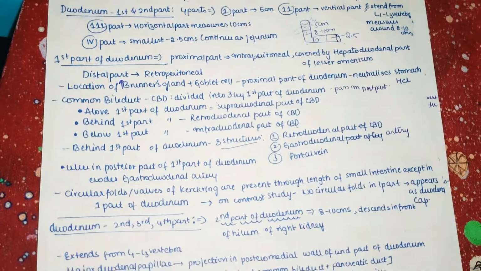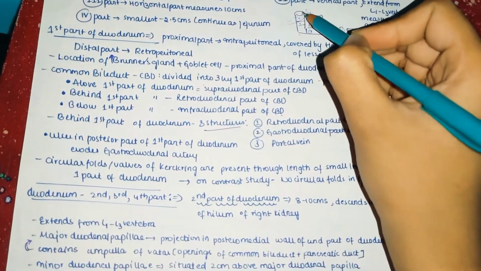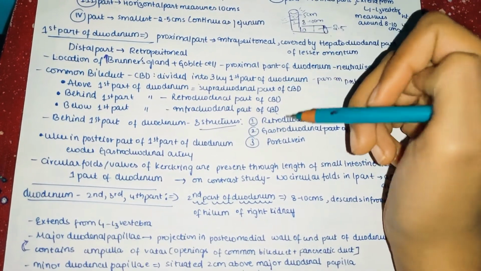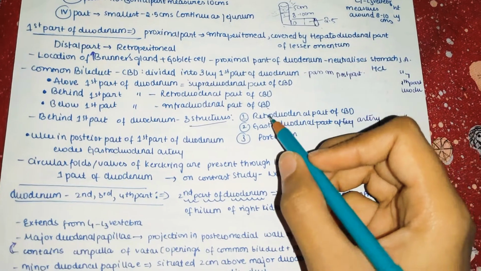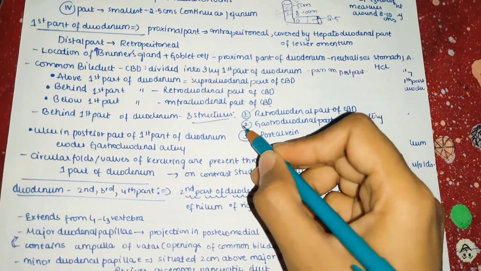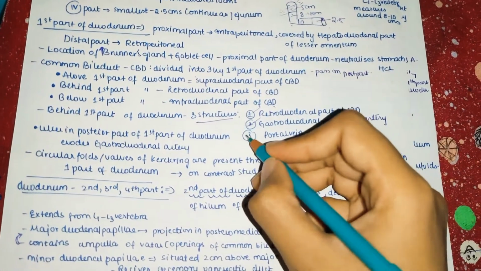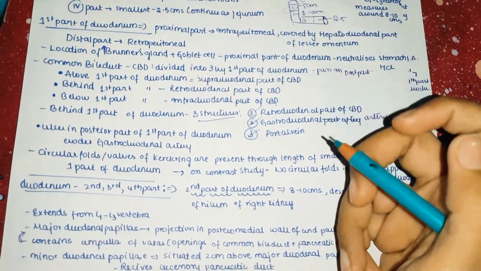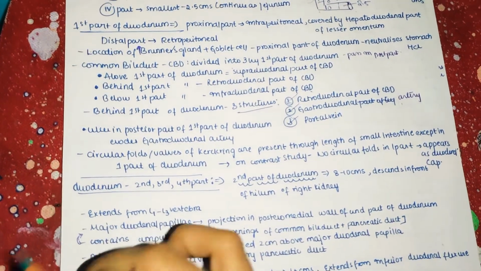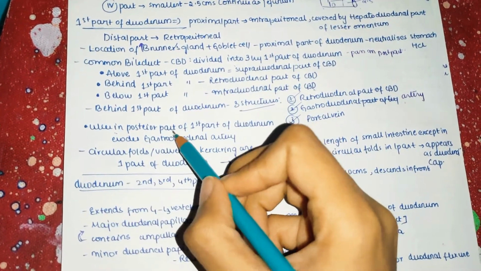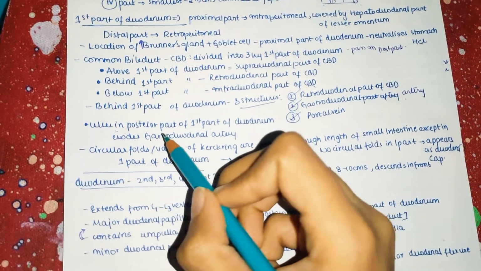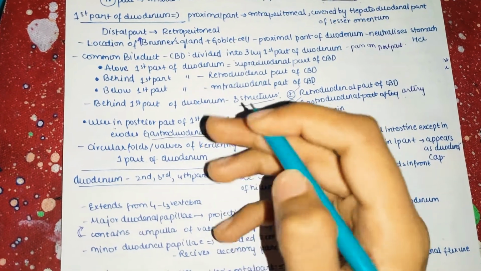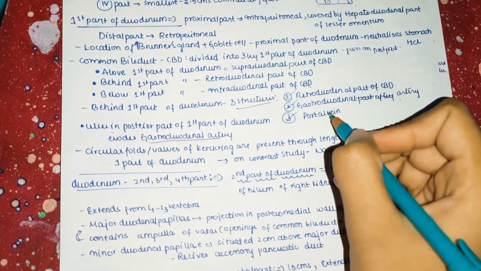Okay. So, especially behind the first part, that is the retroperitoneal retroduodenal part of duodenum, there are three structures. That is the retroduodenal part of common bile duct, the gastroduodenal artery, and the portal vein. So there is one artery and vein, that is gastroduodenal artery and portal vein. So now for example, if there is an ulcer in the posterior part of the first part of duodenum, then what artery is it eroding? It is eroding the gastroduodenal artery. If they ask what vein is eroding, you can say portal vein.